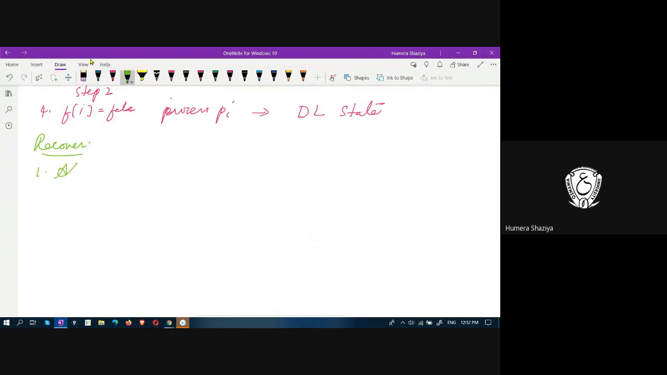First method is to abort all the processes, to abort all the processes and restart. Sometimes we also restart the system when the system gets stuck. Restarting it is like aborting all the processes and beginning from scratch. And another method is to preempt.